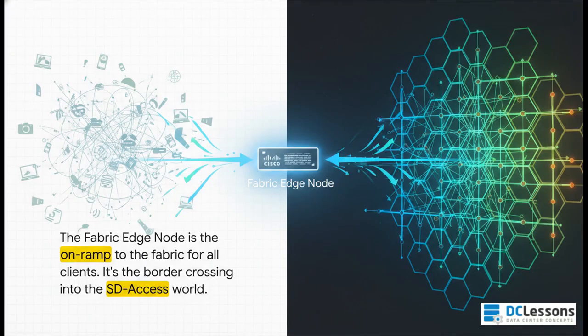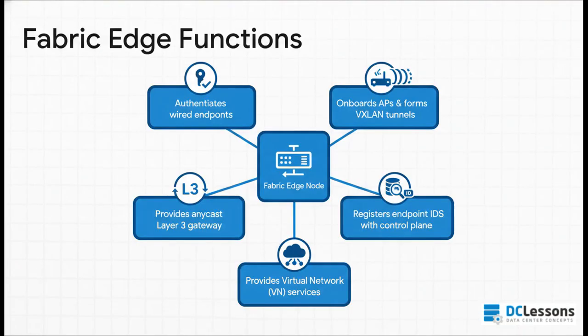Next up, the Fabric Edge node. This is your on-ramp and off-ramp to the fabric. It's basically the bouncer at the door for both your wired and wireless clients, deciding who gets in and where they can go. Now, this is a super important point. The APs themselves aren't the edge nodes. Nope, they actually terminate their data tunnels on these heavy-duty switches. It's the fabric edge that does the heavy lifting of authenticating users, registering their location, and acting as that crucial default gateway for every connected device.